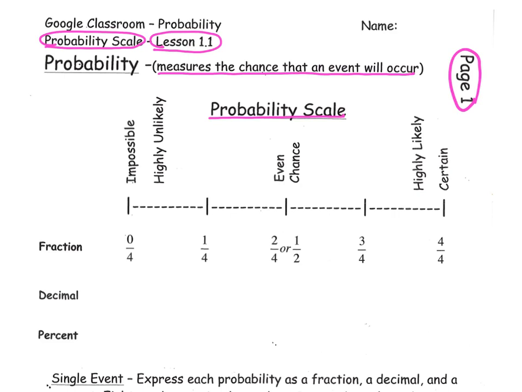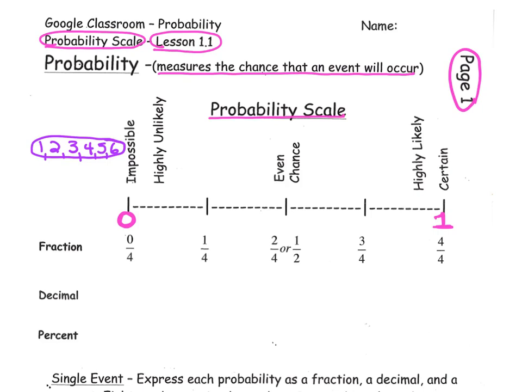Let's take a look at our probability scale. The probability scale starts at 0. Please write down a 0. And on the high end, it goes to the number 1. Let me give you an example of each. Let's take a 6-sided number cube. If I roll a cube, I could roll a 1, a 2, a 3, a 4, a 5, or a 6.